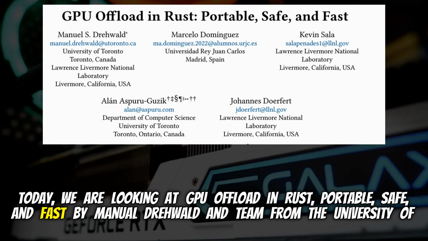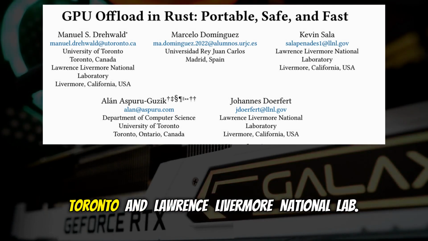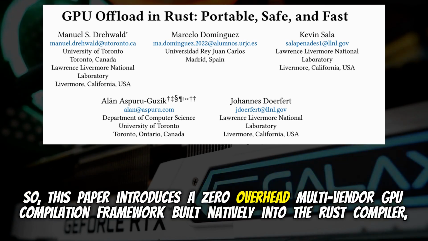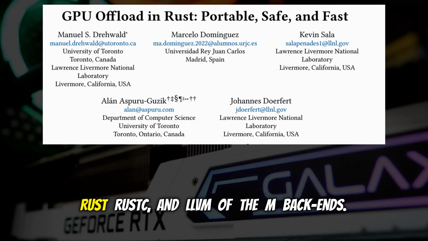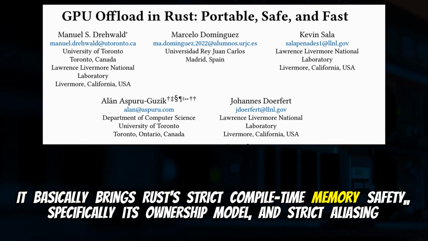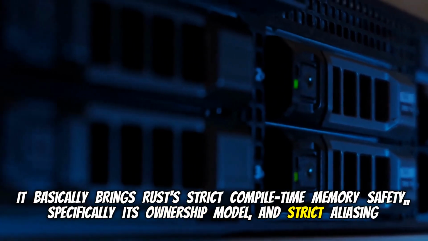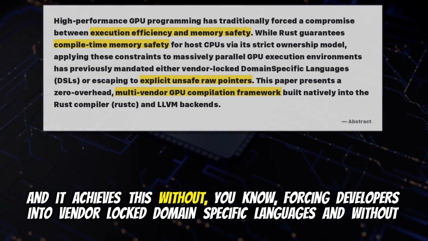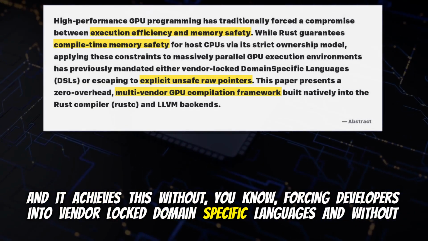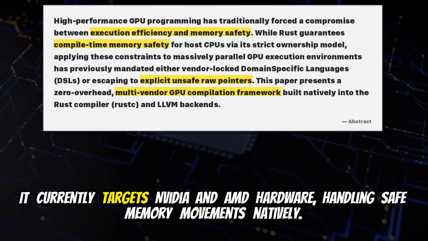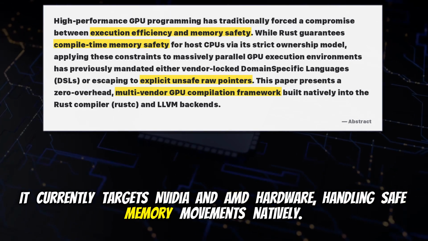Portable, safe, and fast, by Manuel Astrelwald and team from the University of Toronto and Lawrence Livermore National Lab. This paper introduces a zero-overhead, multi-vendor GPU compilation framework built natively into the Rust compiler, Rust, RustX, and LLVM backends. It brings Rust's strict compile-time memory safety, specifically its ownership model, and strict aliasing guarantees like noalias, to massively parallel GPU environments. It achieves this without forcing developers into vendor-locked domain-specific languages and without having to escape to explicit, unsafe raw pointers. It currently targets NVIDIA and AMD hardware, handling safe memory movements natively.